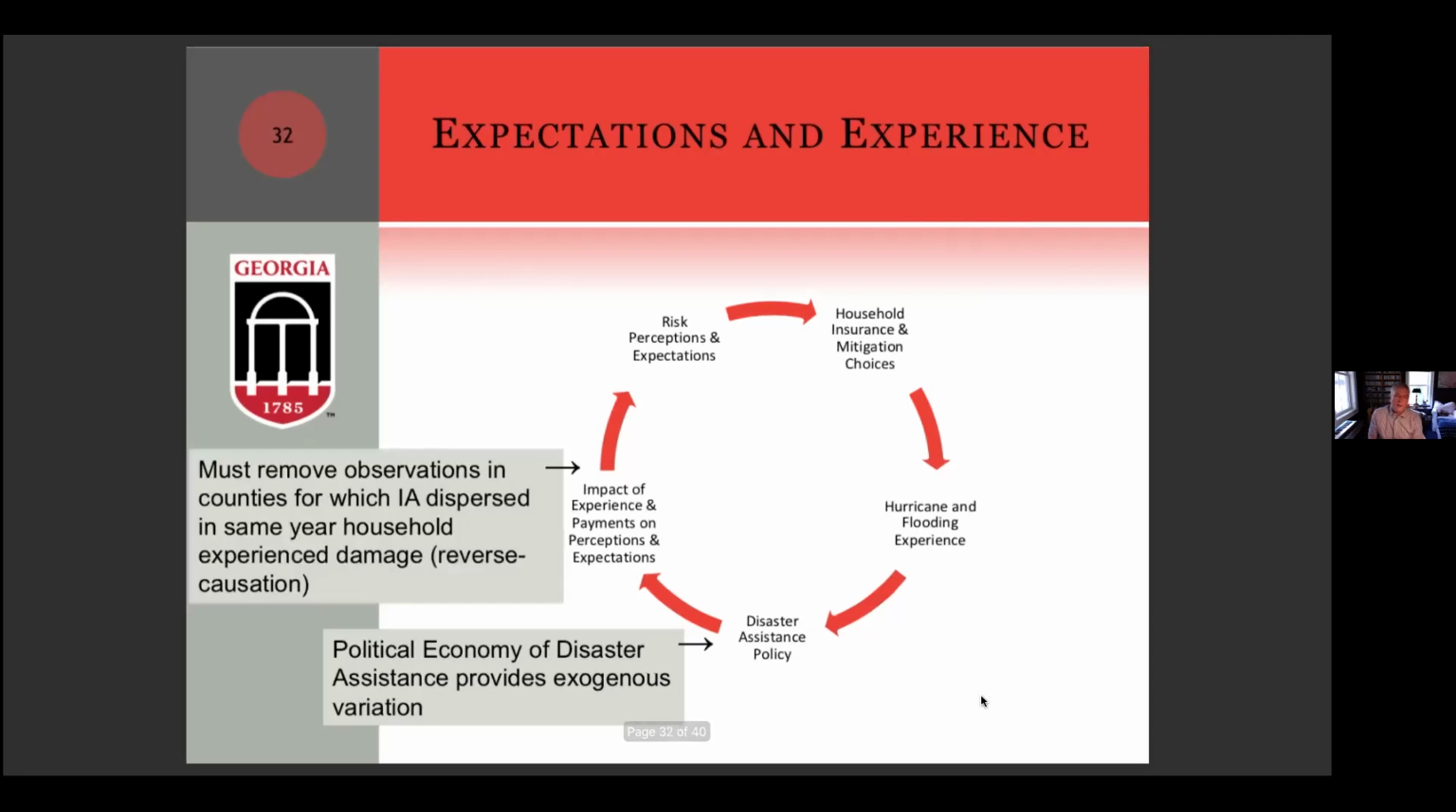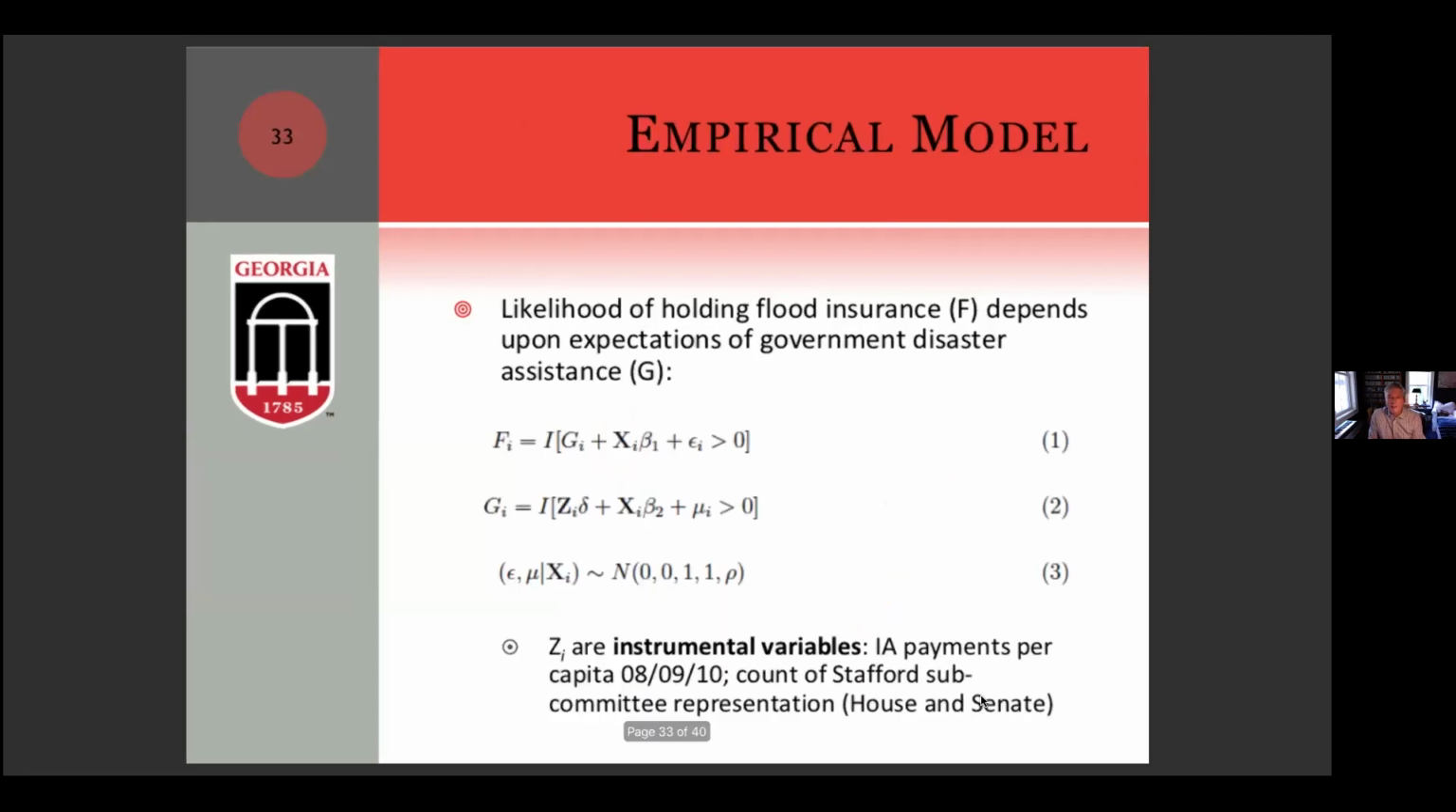The other complication here is that folks that have received disaster assistance payments in the past have to have flood insurance. So that's the reverse causation, where instead of expectations affecting insurance, here payments directly affect whether you have to have insurance. So those are two things that we were able to address in this particular analysis.